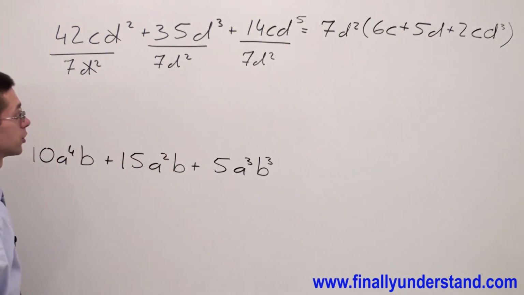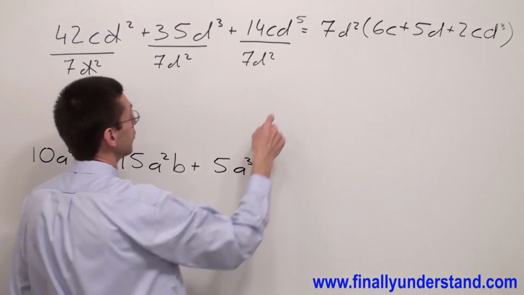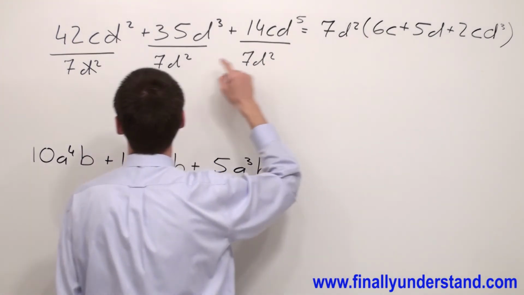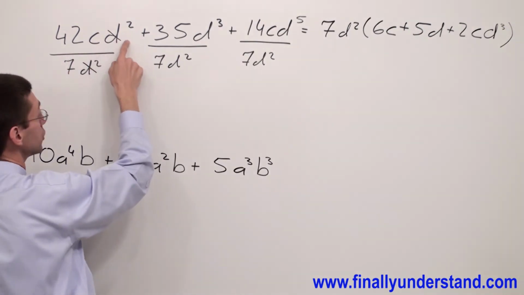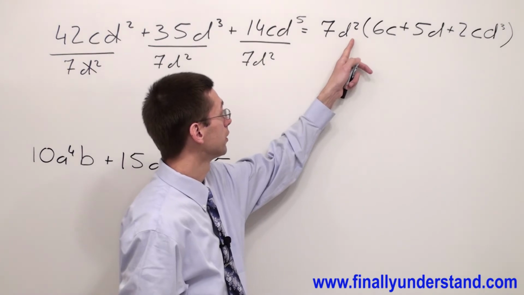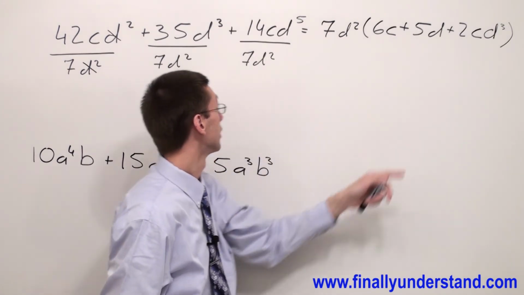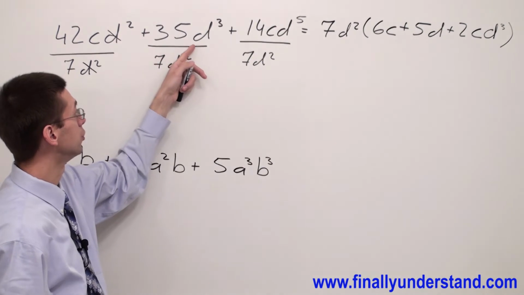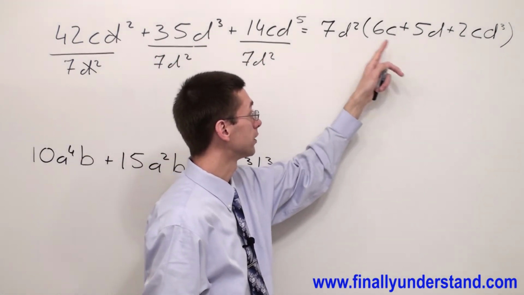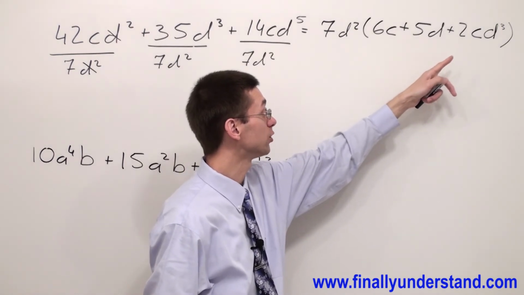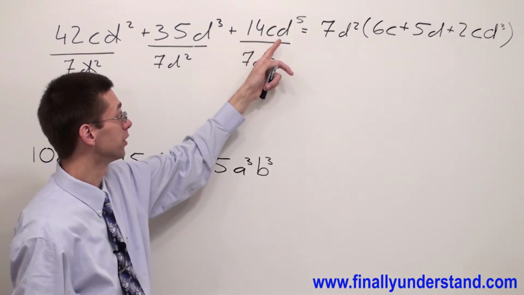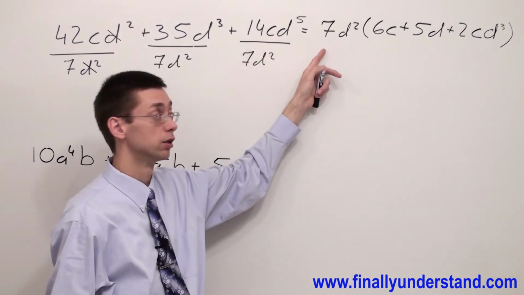Let's check if this is the answer to the problem. I have 7d squared times 6c. This is 42cd squared. 7d squared times 5d is 35d to the third. 7d squared times 2cd to the third is equal to 14cd to the fifth. So this is the solution to my problem.